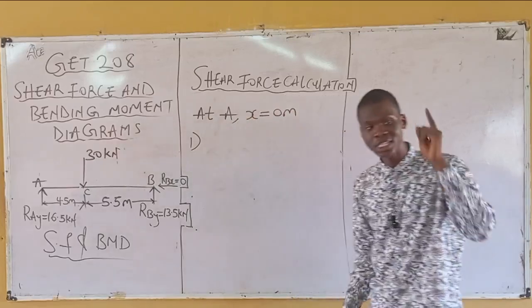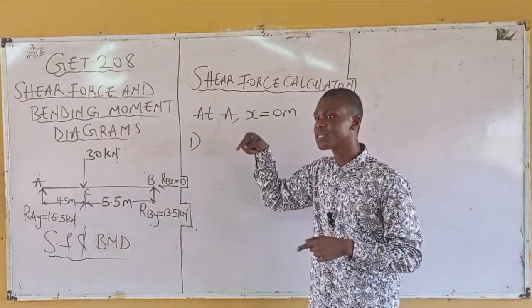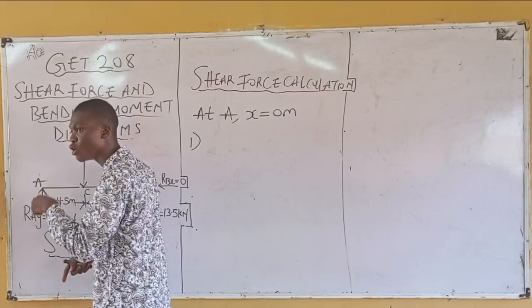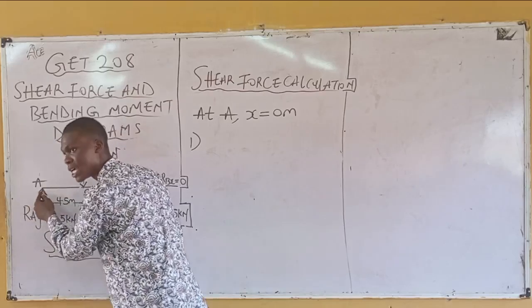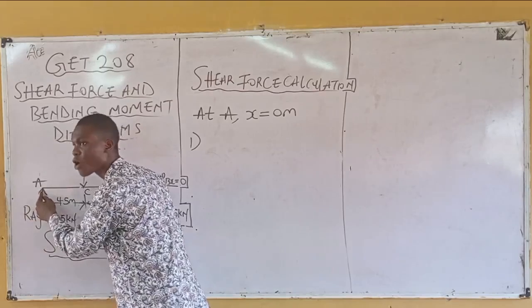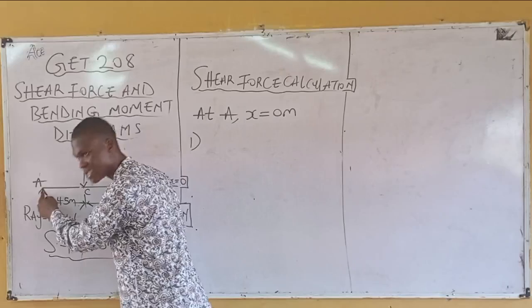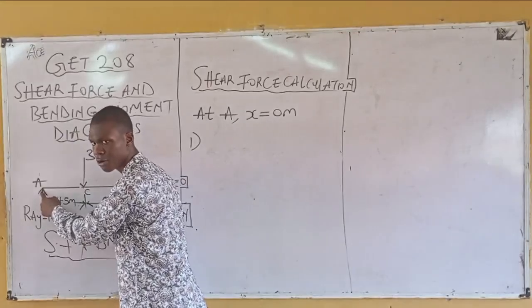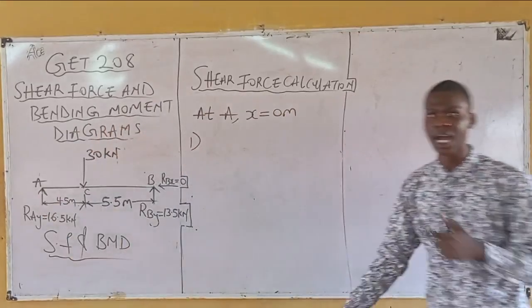The algebraic sum of forces behind the point you want to get the value of shear force. I'm on point A. Behind A, do I have any force or can I see any force? No. Meaning the first value of shear force is 0, or you don't even write it. Are you getting the logic? It's just an idea. I just need the idea.